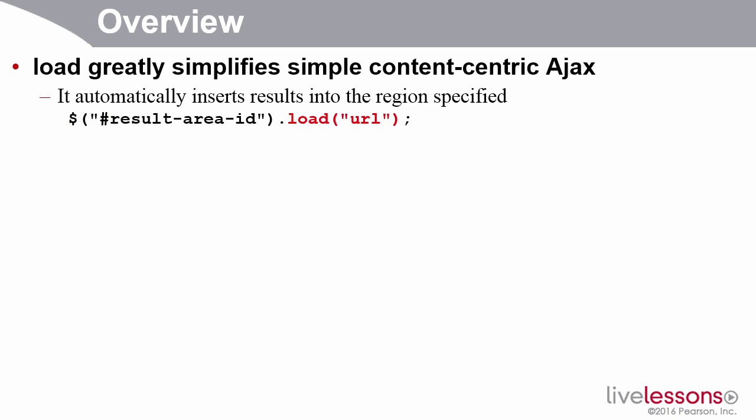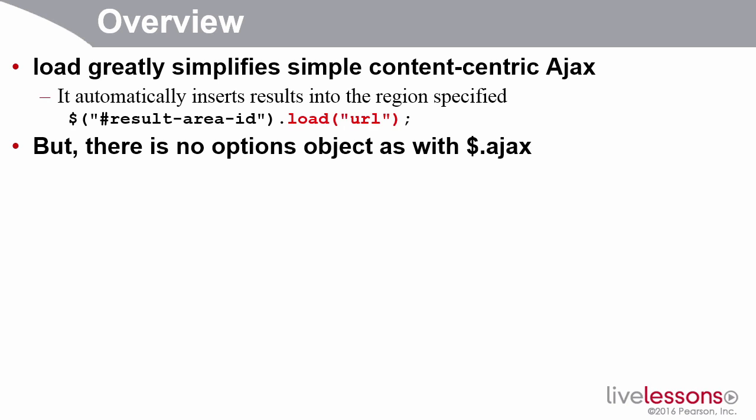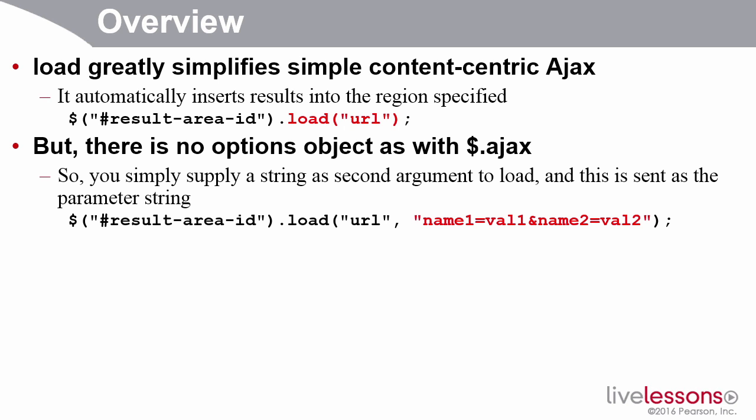Or another way of reading it is find all things that match this selector pattern and load into them the contents of this address. Okay, that's all great and we liked it a lot, but there wasn't an options object. With $.ajax, we used curly braces, and the argument to $.ajax was an object that had various different properties. But load isn't that way. The first argument is just a string, the address. So load can be called with two arguments. And the second argument to load is just the parameter string.